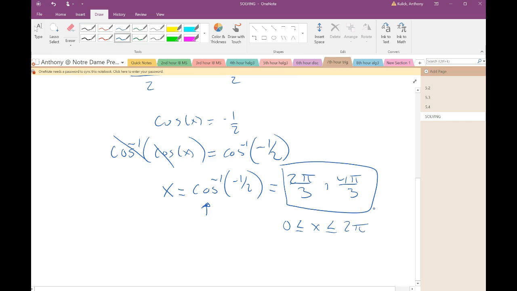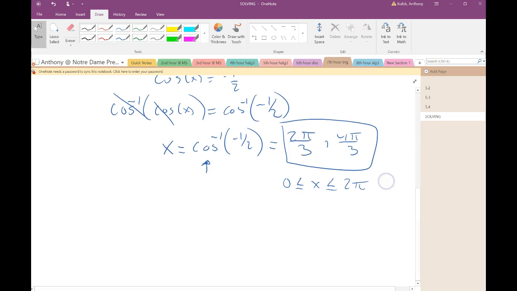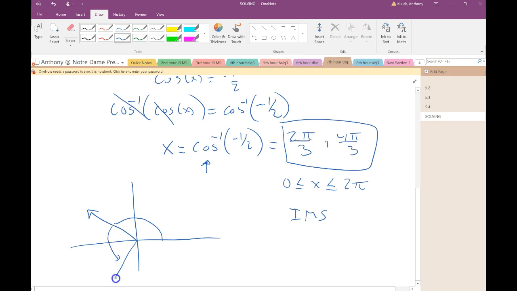But really, how many answers do I have? I have infinitely many. Because we have one answer here at 2 pi over 3. And we have another answer here at 4 pi over 3. And then we have another answer here at 2 pi plus 2 pi over 3. And then another answer here at 2 pi plus 4 pi over 3. And then another answer here at 4 pi plus 2 pi over 3, etc., etc., etc. Everybody kind of see this?